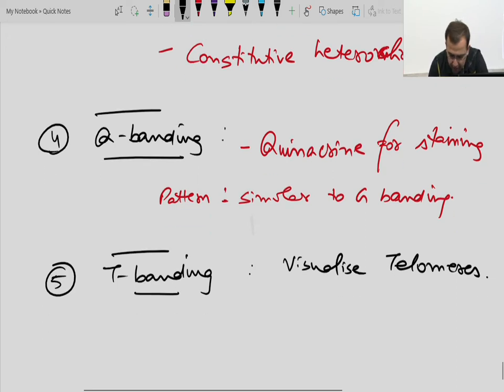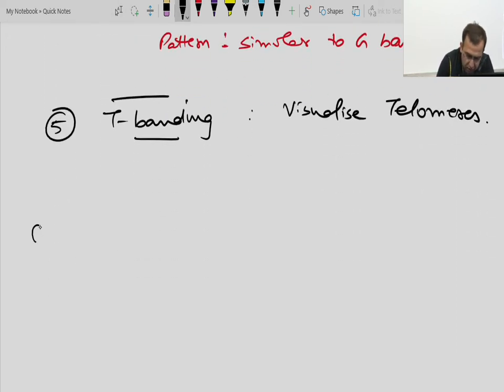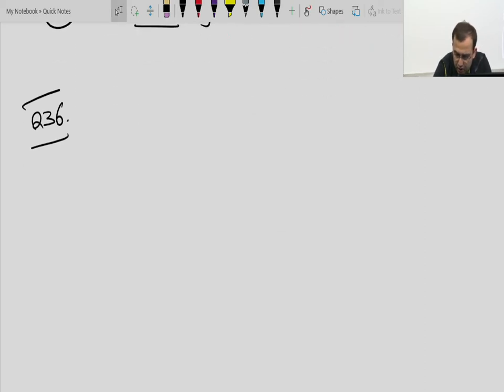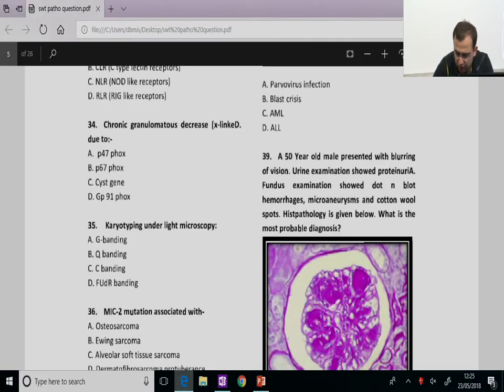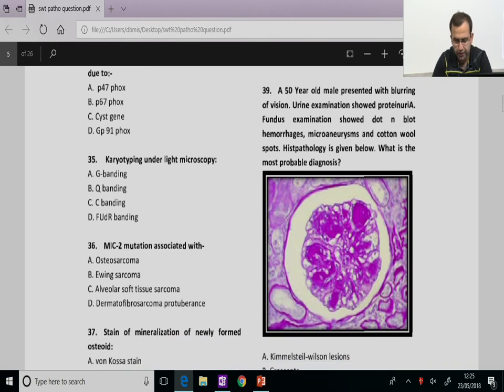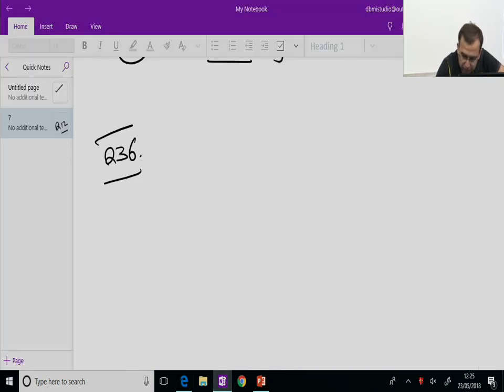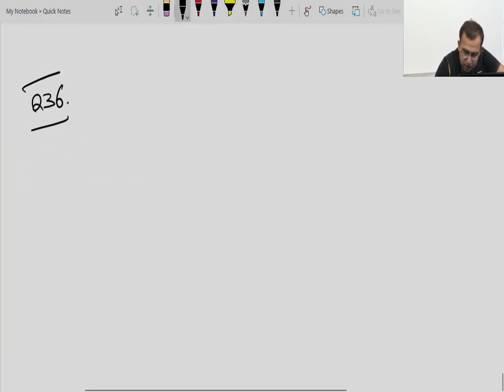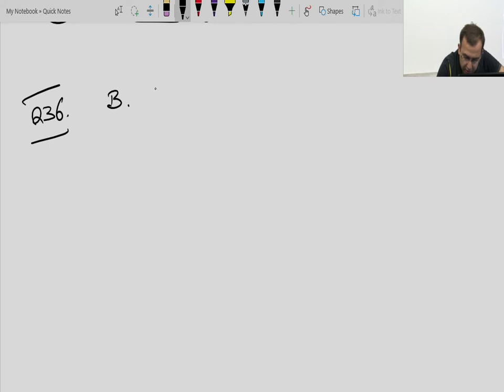This gets us to the next question, question number 36. MIC2 mutation is associated with Ewing's sarcoma. MIC2, Ewing's sarcoma.